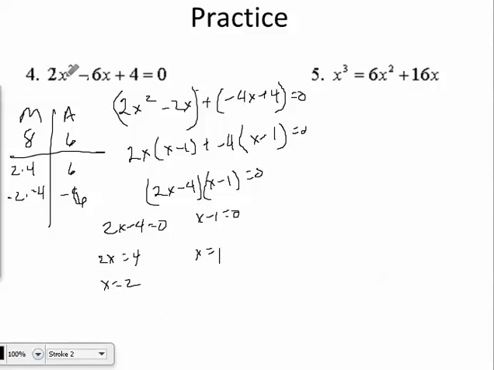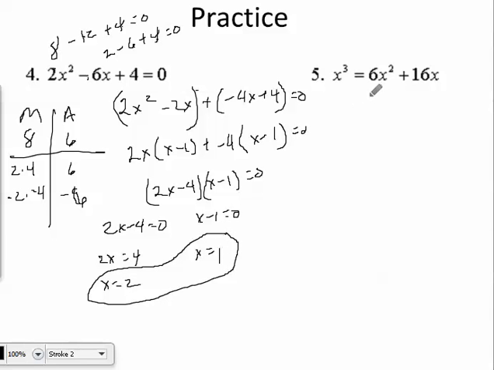Let's stick these in. 2 squared is 4 times 2 is 8, minus 6 times 2 is 12, plus 4. 8 minus 12 is negative 4, plus 4 is equal to 0. Stick a 1 in there. 2 minus 6 plus 4. 2 minus 6 is minus 4, plus 4 is 0. Check, check. Those are my answers.